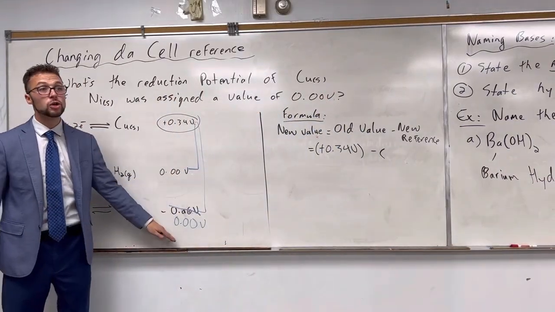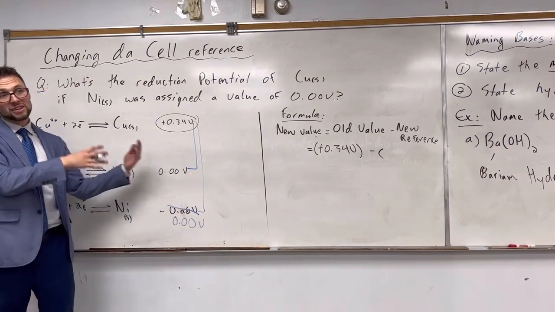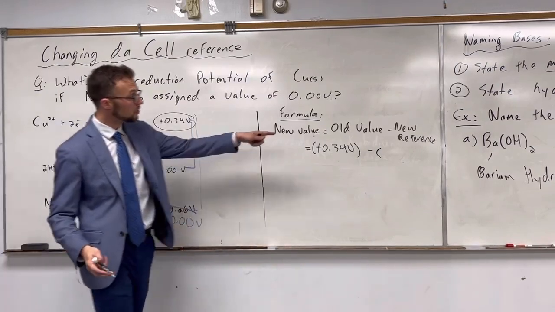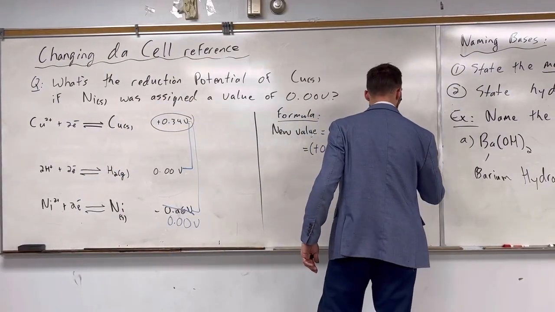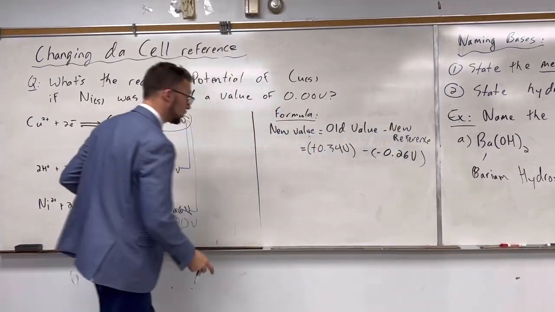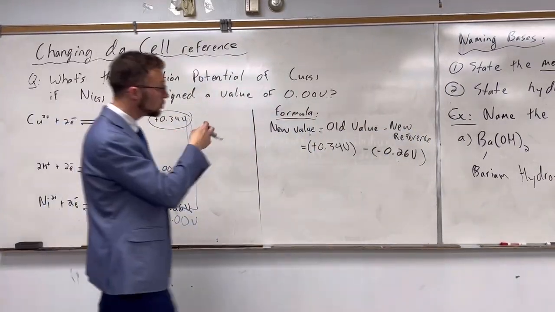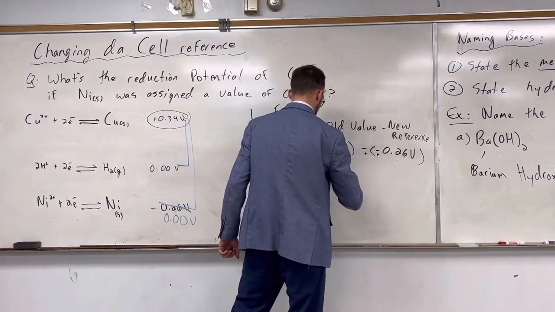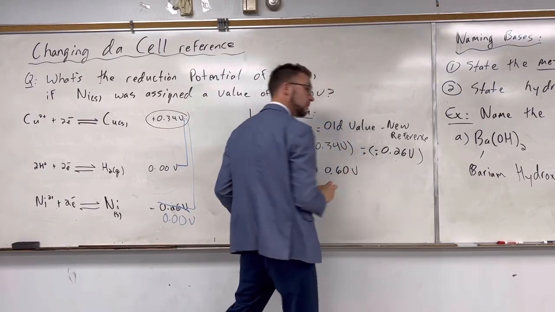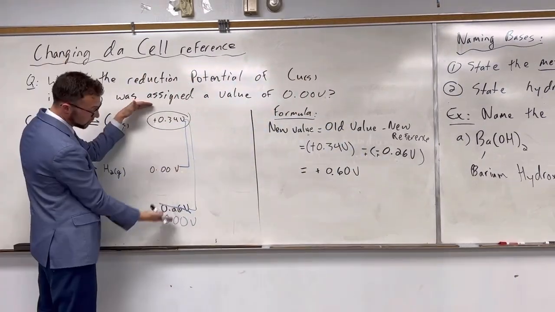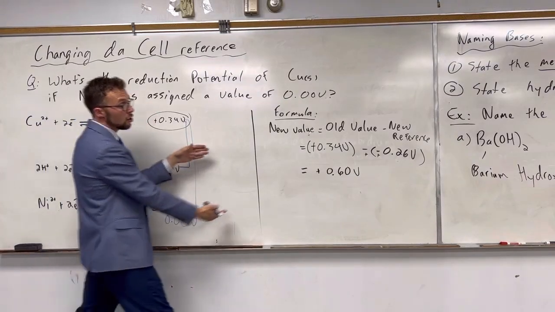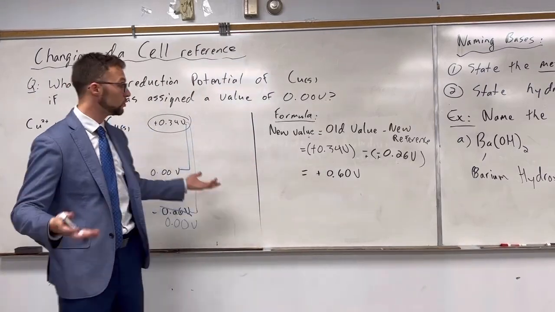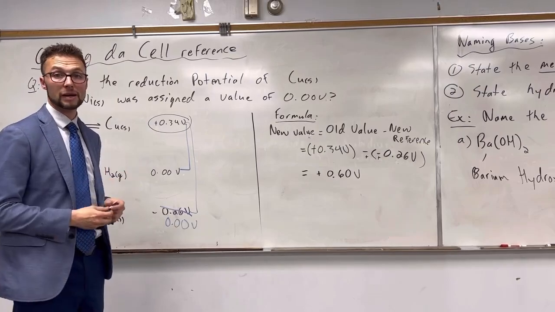Now we're assigning the new reference 0, but really its value was negative 0.26. So I'm going to plug in that new reference value, and the difference between them is going to be our answer. When I calculate that, it turns to positive, plus 0.60 volts. Visually this would be plus 0.60, or you can use the formula. If you find both help, whatever you can do for yourself is totally fine. But let's do another example.